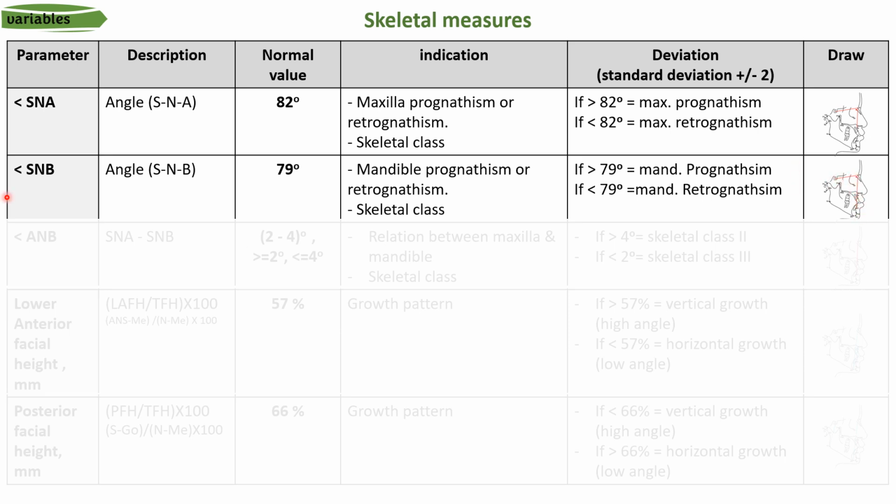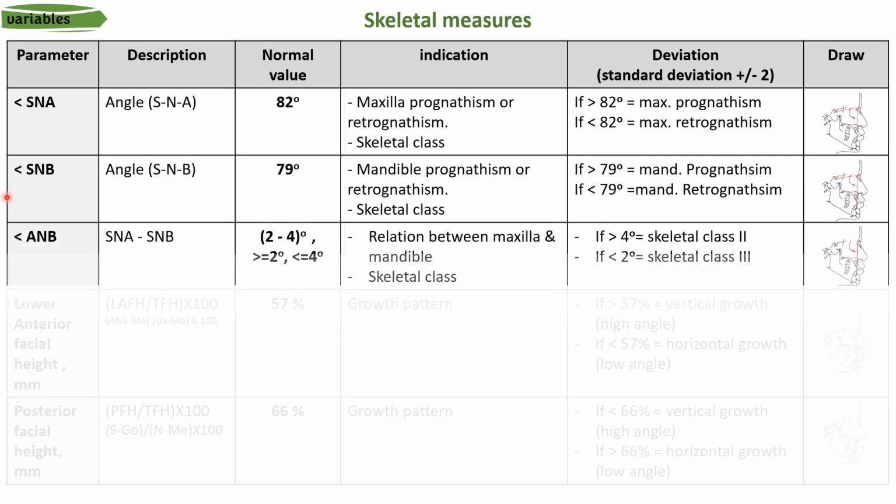The ANB angle, which is the difference between the SNA value and the SNB value, ranges from 2 to 4 degrees, and it indicates the skeletal class of the patient. Of course, the same goes for the ANB. If it increases, it means that the patient is skeletal class 2, and if it decreases, it indicates a skeletal class 3 tendency.